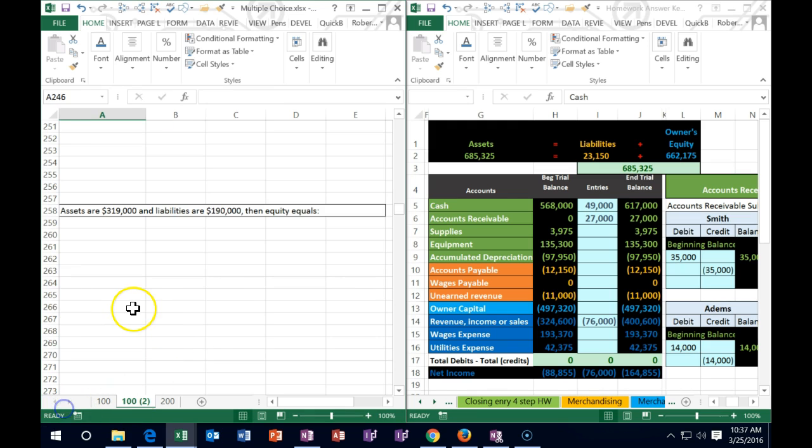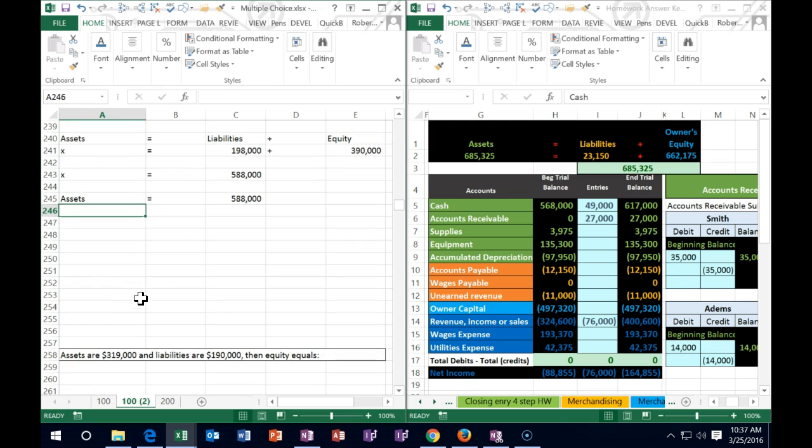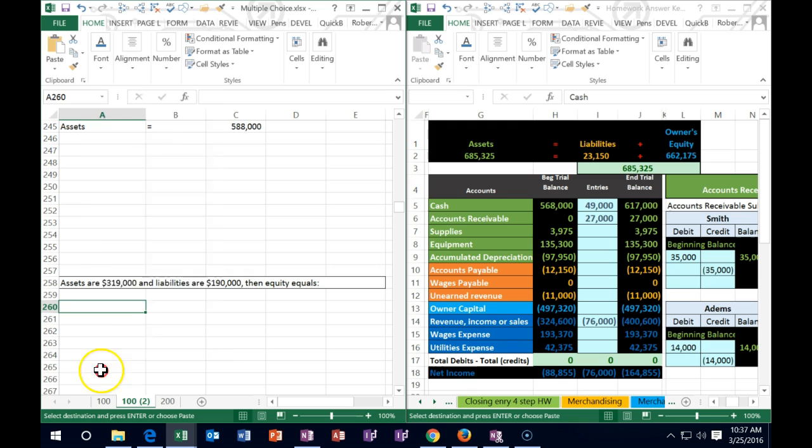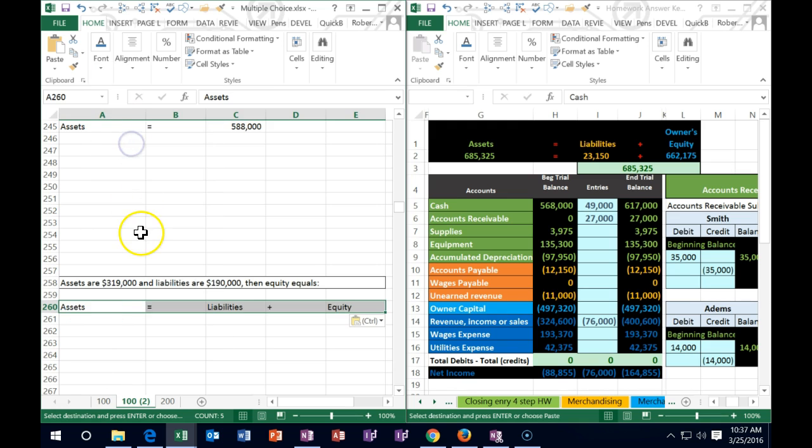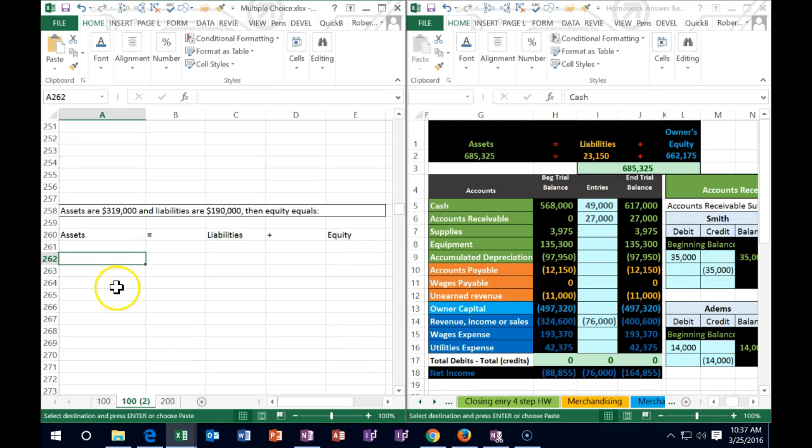So if we take a look at another one of these, we're going to say that assets are 319,000, liabilities 190,000. Then what is equity? So once again, I just take our accounting equation here, paste that there, and we're just going to plug our numbers in. Assets are 319,000, and that's going to equal liabilities of 190,000 plus equity, which is the unknown X. So now it's a little bit more difficult. We've got to solve for X over here.